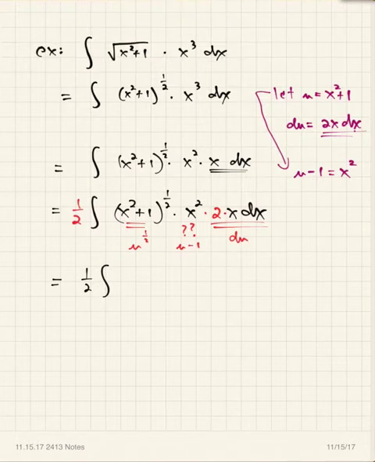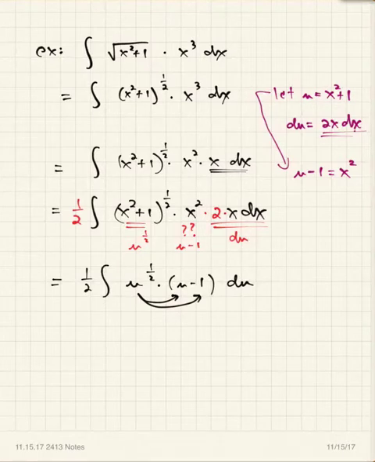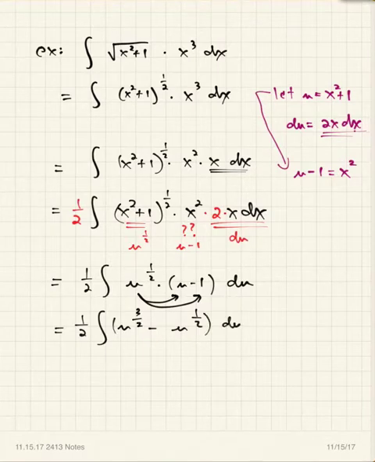We've got (x squared plus 1) to the 1/2, which would be u to the 1/2, times x squared, which would be u minus 1, and then times 2x dx, which is simply du. And sure enough, this actually helps, because this, once again, is something that can be multiplied out. You can multiply through by u to the 1/2, and I get 1/2 times (u to the 3/2 minus u to the 1/2) du. And I can now find the antiderivative just by using the power rule.